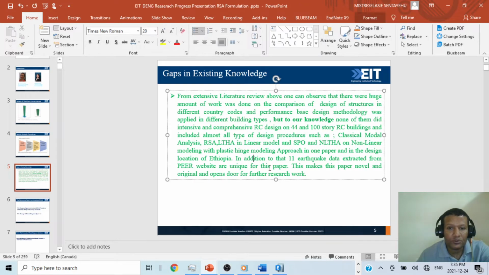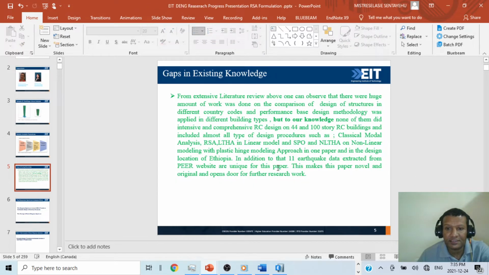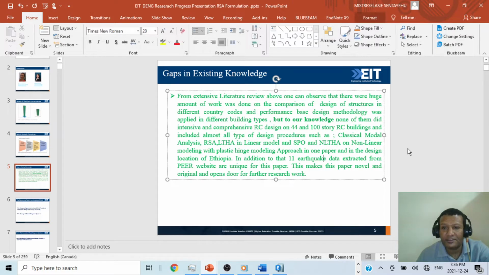And most guidelines also propose 7 earthquake data, but for this research I use 11 earthquake data extracted per website and are unique for this paper. This makes this paper novel and original and opens the door for future research works, because once we have linear and nonlinear models, we can change the response spectrum, we can change the material property, especially with Dr. Anna while studying concrete.